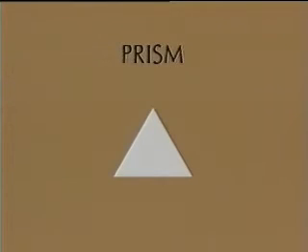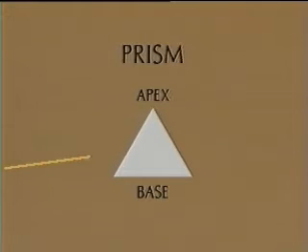The third type of power found in prescription lenses is prism. A simple prism looks like this. The thinnest point of the prism is called the apex. The thickest part is the base. A prism deviates light toward the base.